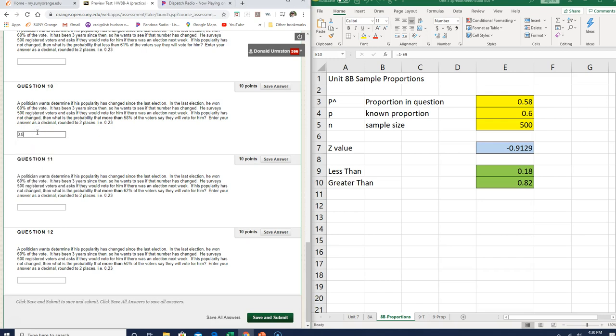Okay, 0.82. And so the way we'd interpret this is, given that we know his popularity was 60%, if that hasn't changed and he samples 500 people, there's an 82% probability that more than 58% of those people surveyed said they'd vote for him. It's not going to be exactly 60 even if it hasn't changed because we're taking a sample. We're not asking all the voters. So what we're saying here is, is this just sampling error or something else going on here? And it's highly likely, 82% probability. There it is. That's all you have to do to answer these questions. It's really, really simple. If you have any questions, let me know.